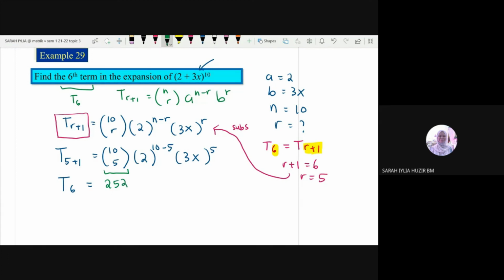After that, kita ada 2 kuasa 5. 2 kuasa 5 ni 32. And then kita ada 2 term kat sini. Yang ni kena hati-hati. So, first one kita ada 3 to the power of 5. That is 243. And then kita ada x pula kuasa 5. So, x to the power of 5. So, finally, T6. Dah harapkanlah semua sekali. 252 times 32 times 243. So, besar betul nombor.